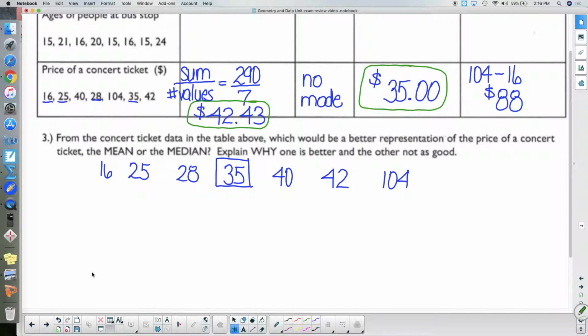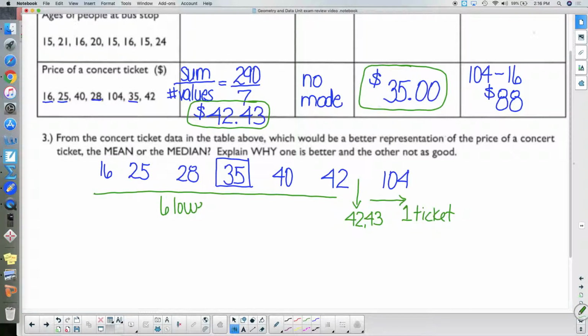So if I look at the mean, the $42.43 ticket, as far as where that falls, it falls right about here in the order of my ticket prices. And therefore it has one ticket price that's higher, and it's got 6 ticket prices that are lower. So really, the mean's not a very good representation because there's only one that's more than it, and all the rest of them are less.